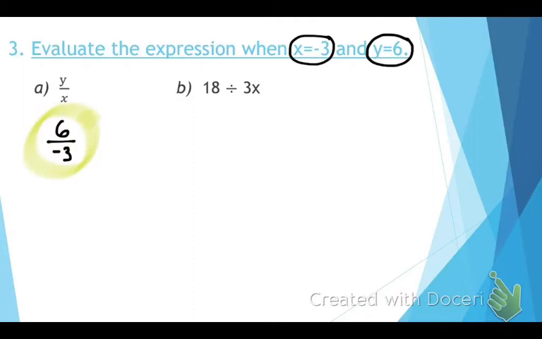So if you can see here, out of this problem, I have one negative sign. So is my answer going to be positive or negative? Negative. It will be negative. What's the answer, class? -2. Box it in. On to the next one.